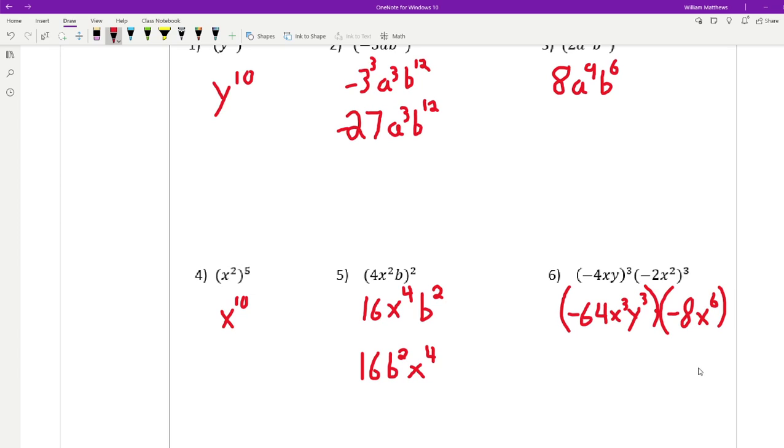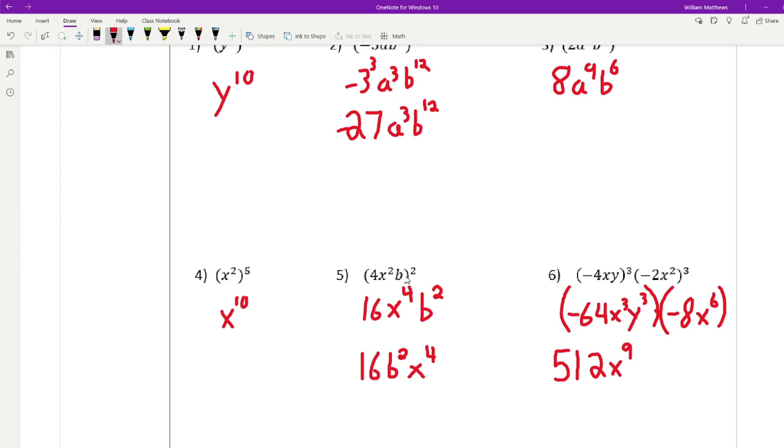Now this isn't fully simplified. We can go further using the product rule, product law of exponents. We would multiply negative 64 times 8, which will give us a coefficient of 512. We are multiplying a like base, which goes back to the product rule where we add the exponents. 3 plus 6 gives us 9.